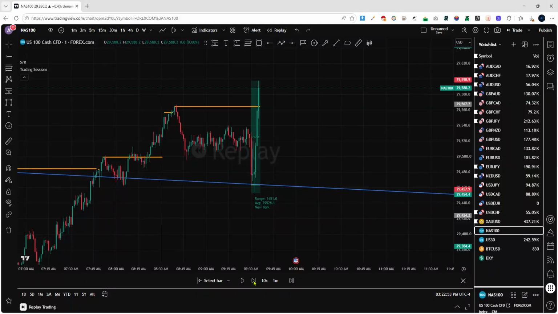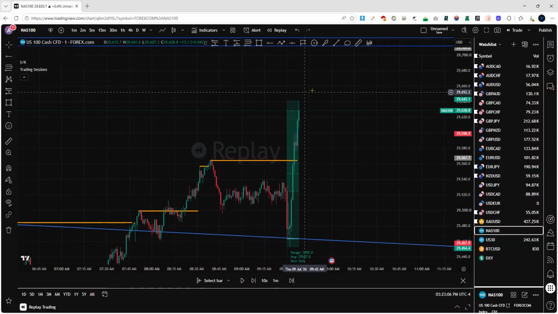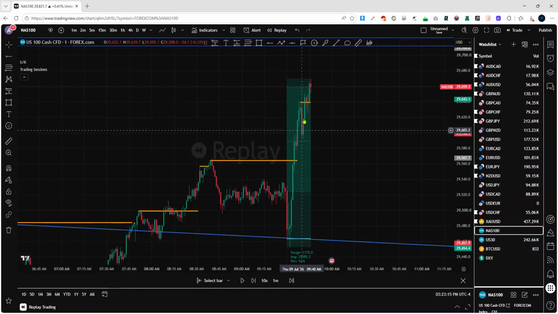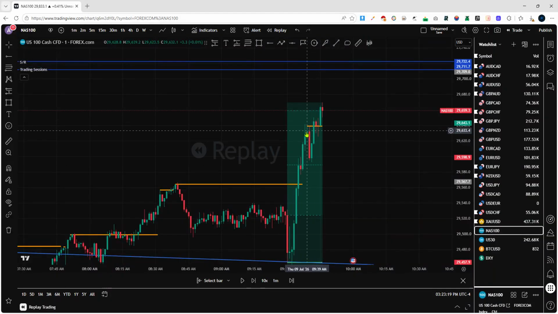Price started going and going and never came back. As you can see, we got a rejection candle. We got a little slight pullback, engulfed, but we never retested the zone. So, all right, this was like an entry right here. Price got engulfed. Price came down.